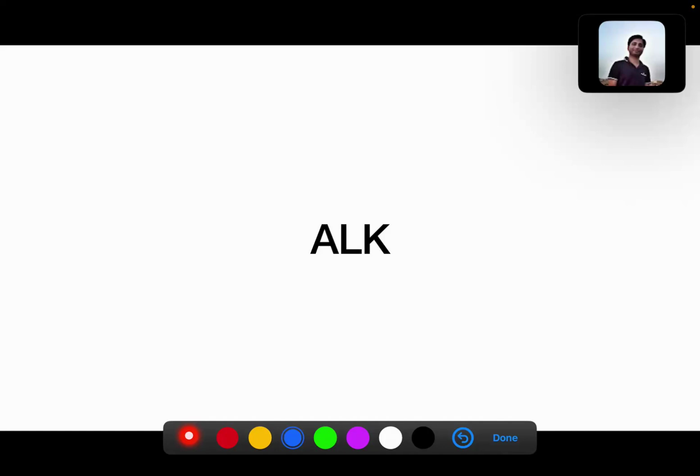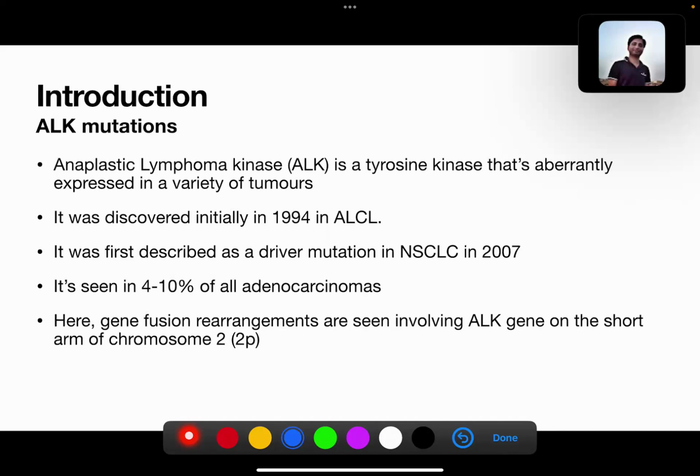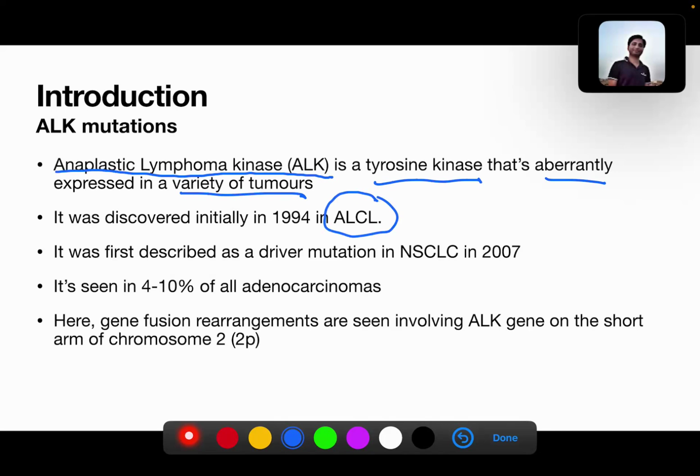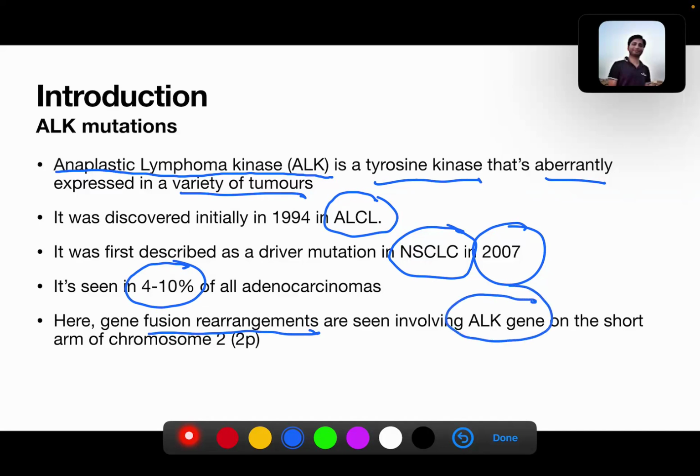Now, coming to the next mutation, the ALK mutation. It's the second most common mutation seen. ALK, anaplastic lymphoma kinase, is a tyrosine kinase expressed in a variety of tumors. It was initially identified in anaplastic large cell lymphoma, and first described in non-small cell lung cancer in 2007. It's seen in 4 to 10% of all adenocarcinomas, and it is a fusion rearrangement involving the ALK gene on the short arm of chromosome 2p.